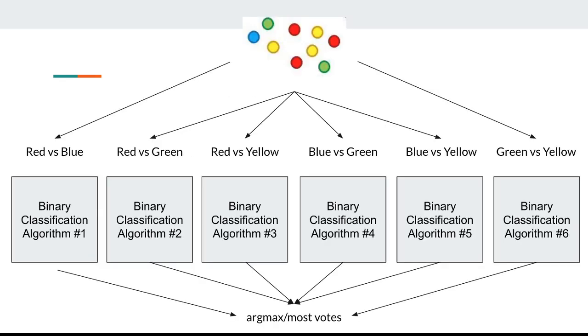So as we can see, for these four classes, this is giving us the expected value of six problems, because 4 times 4 minus 1 over 2 equals 6, and so forth.